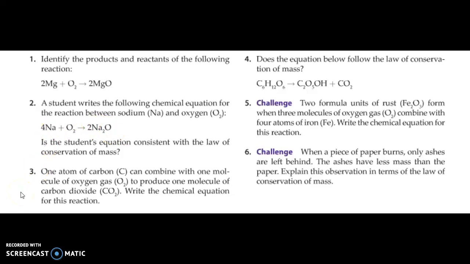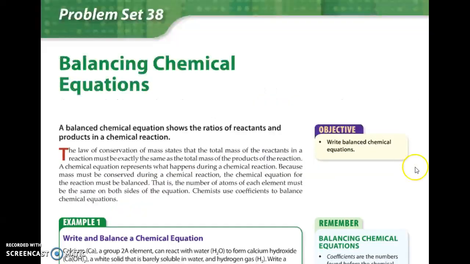1 atom of carbon can combine with 1 molecule of oxygen gas, O2, to produce 1 molecule of CO2. Write the chemical equation. All right, so hit pause, write it down. Answer is, it would be C plus, combine is your clue for plus, so C plus O2 yields CO2.